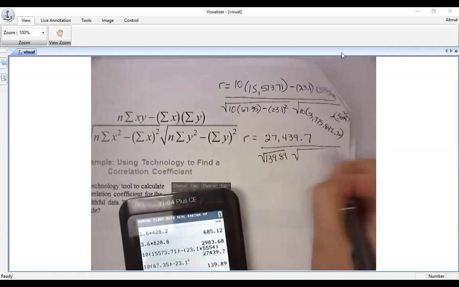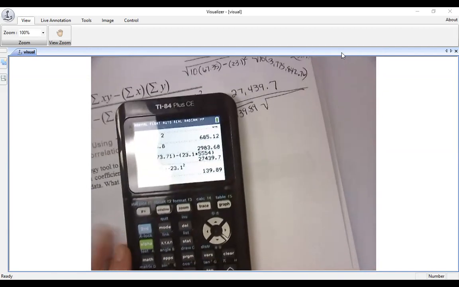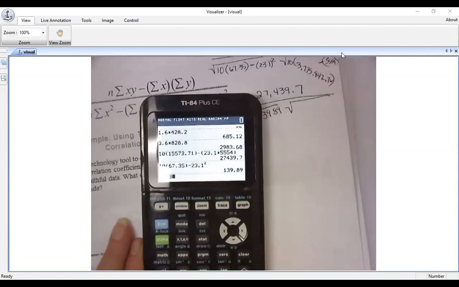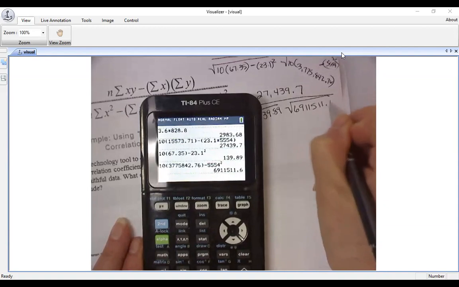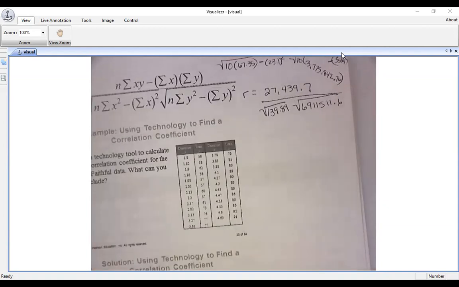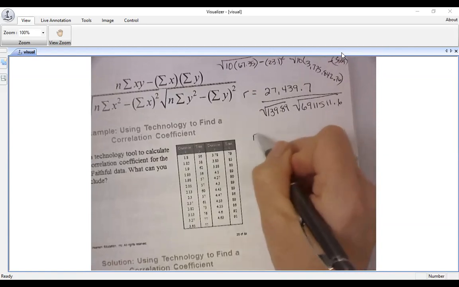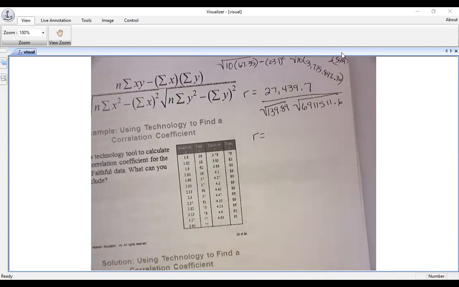Now let's look at the second radical. We're going to have 10 times 3,775,842.76. I'm going to close that parentheses. And then I've got to subtract 5554 squared. You guys getting a number that looks like that? 6911511.6 is what's underneath the second square root sign. Are we together so far? Yes? No? Yes? Okay. Can you simplify from here?